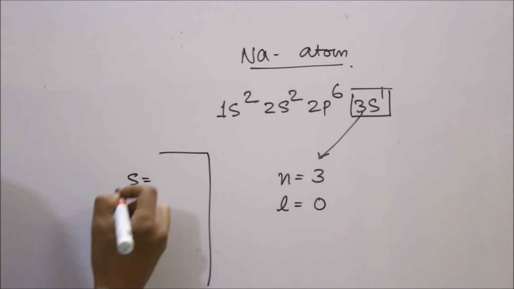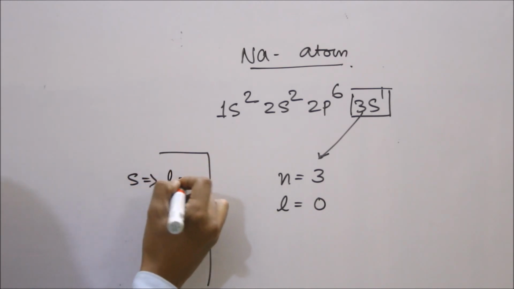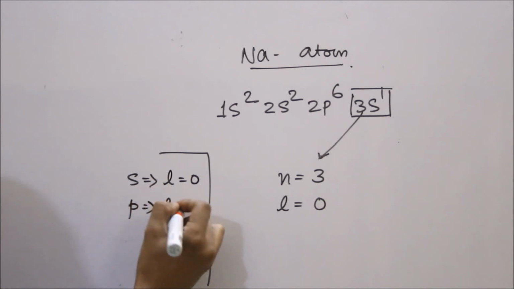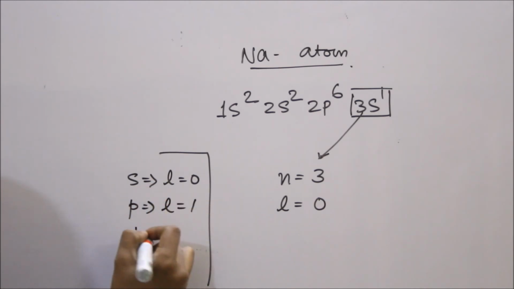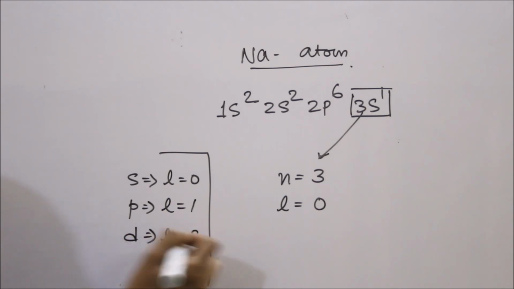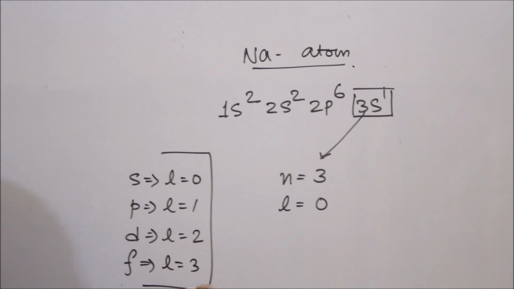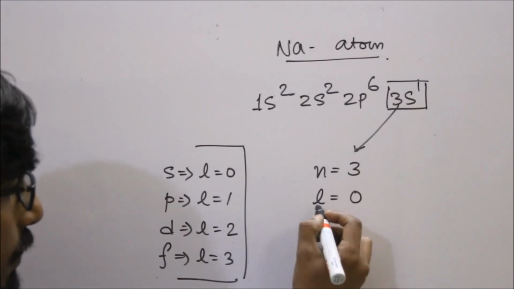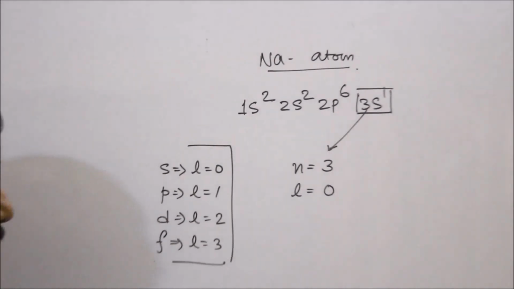For S, L equals 0. For P, L equals 1. For D, L equals 2. And for F, L equals 3. Now this electron is present in the s orbital, so the value of L will be 0.